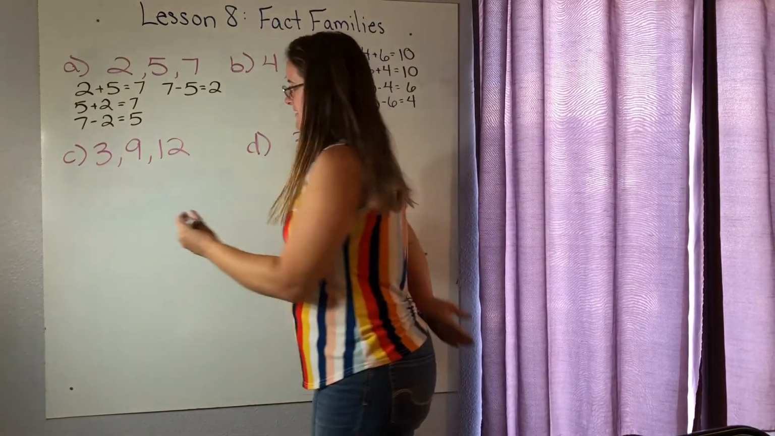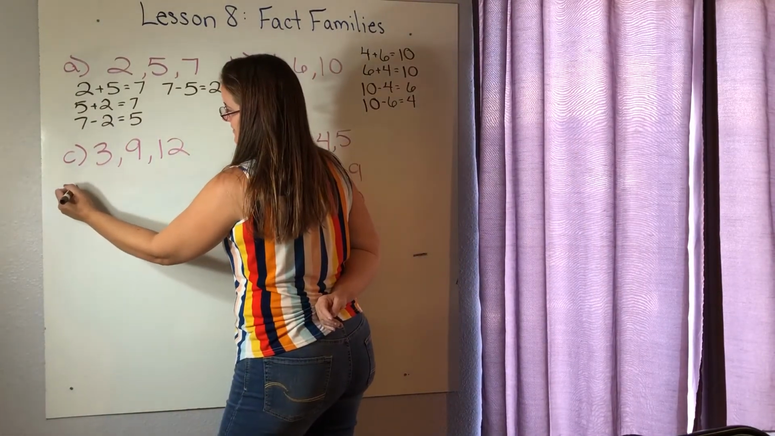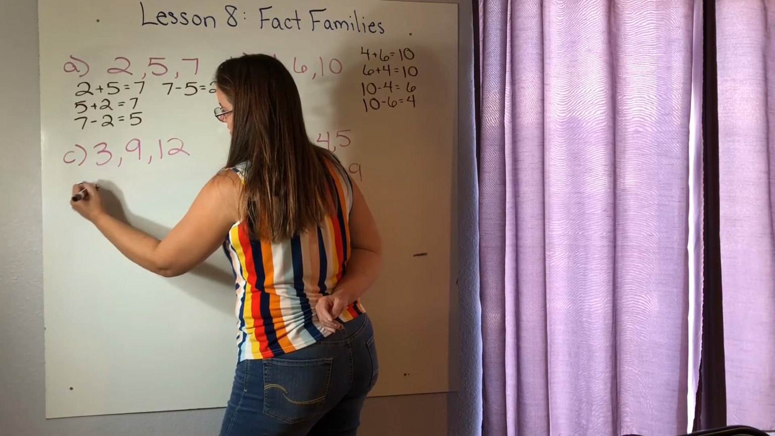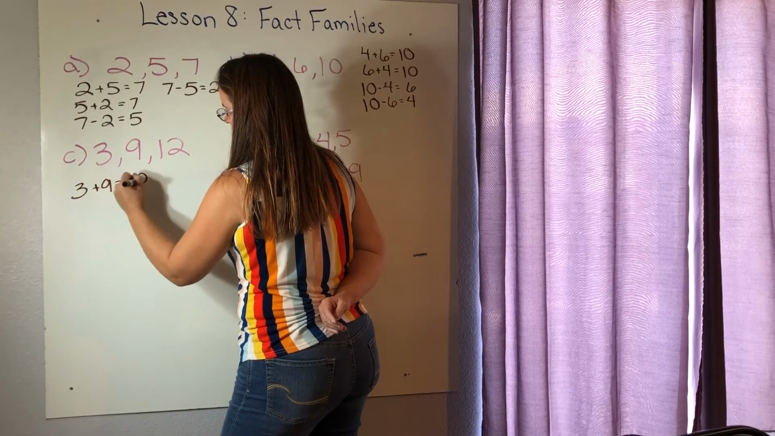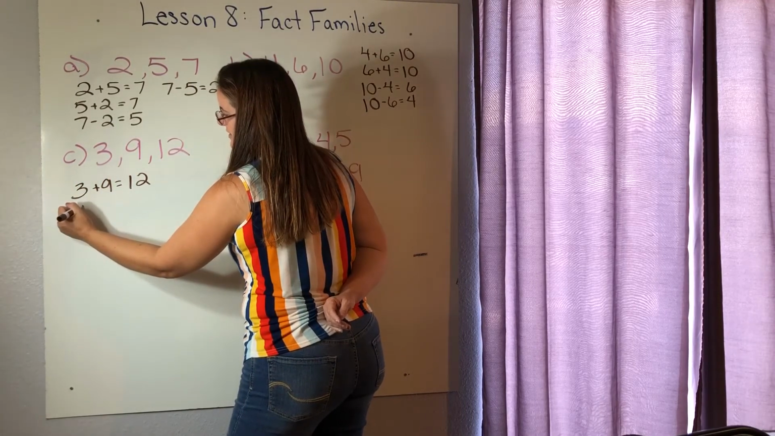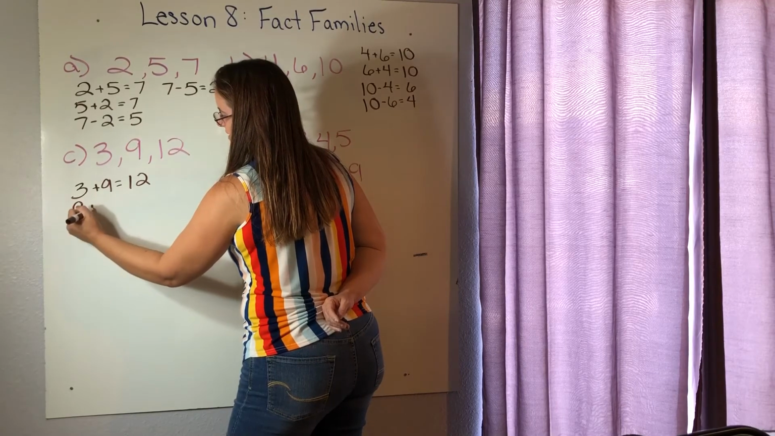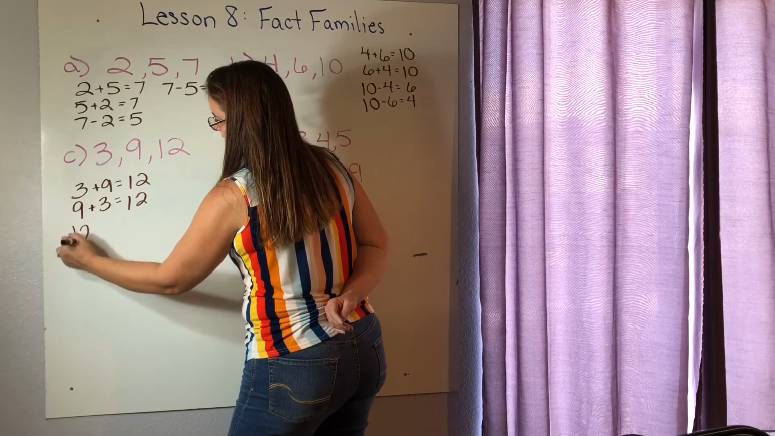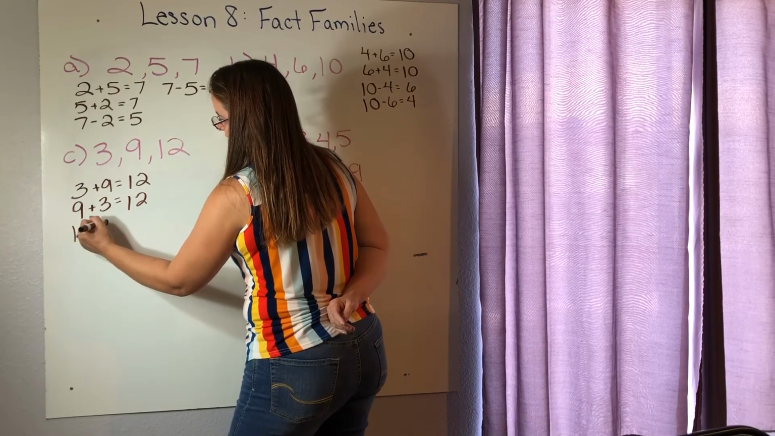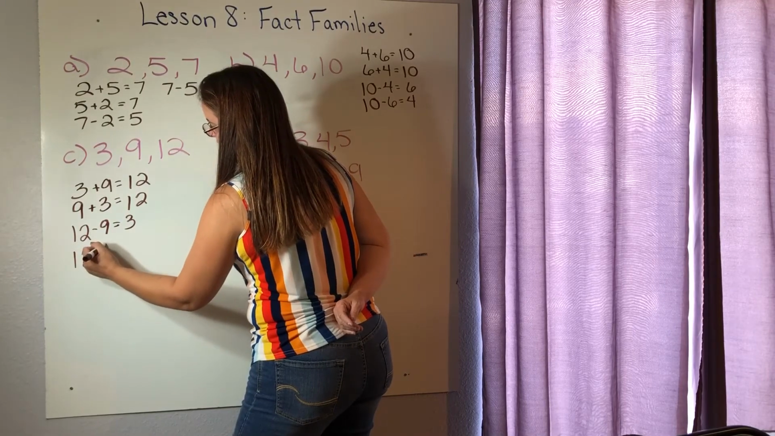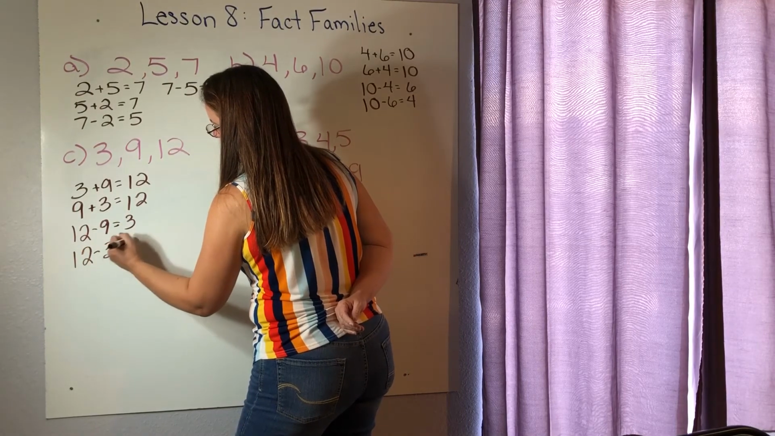And for C, 3 plus 9 equals, what is it? 12. And 9 plus 3 equals 12. 12 minus 9 equals 3. And 12 minus 3 equals 9.